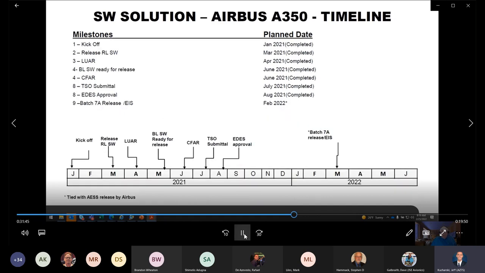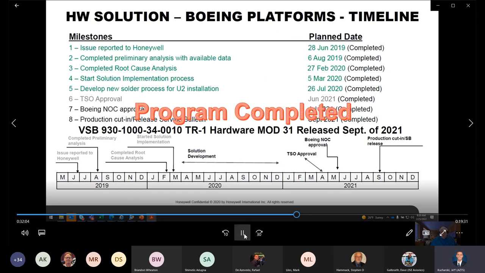We also have a pending software solution for the Airbus A350 platforms. And currently it's scheduled to be released in February or March of 2022, pending Airbus approvals. Hardware solutions for the TR1, in which we're replacing the current Q101 voltage regulator with a more robust, larger component that provides better heat dissipation.